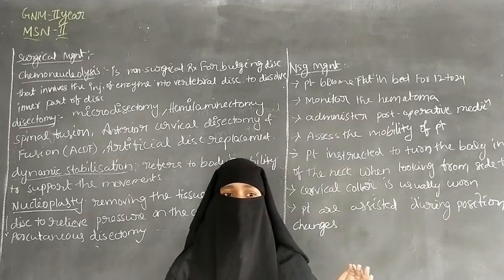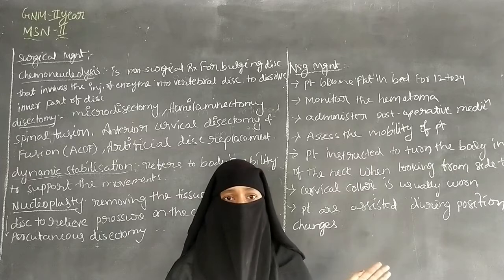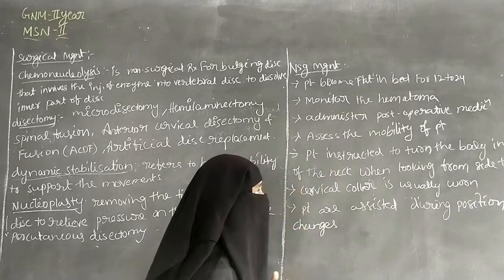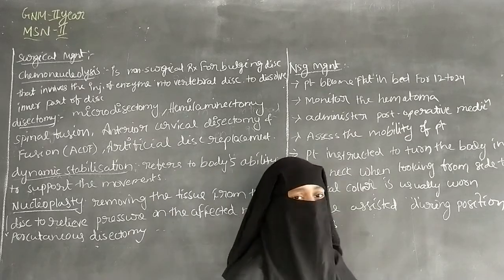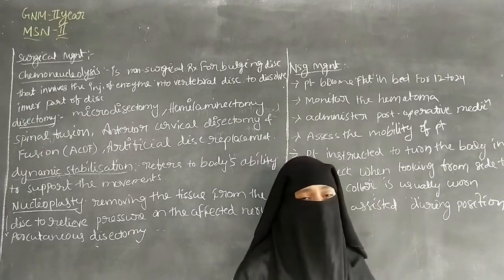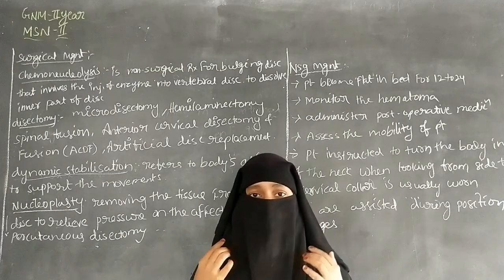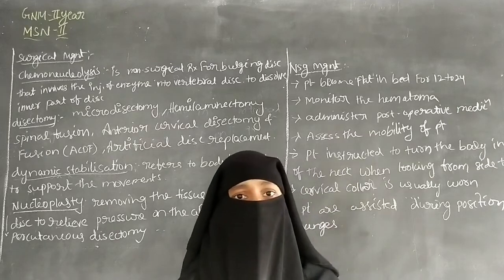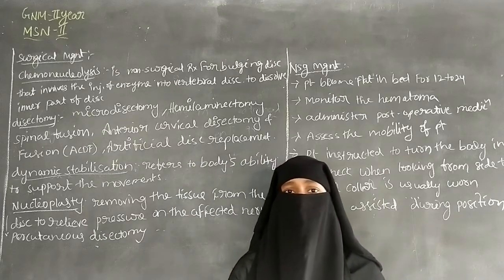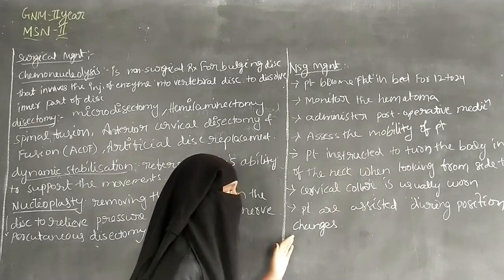When looking side to side, the nurse has to advise the patient to use only the body and not turn the neck; the body has to be turned instead of moving the neck. And next one is that a cervical collar is usually worn. The cervical collar supports the neck. It is like a neck belt, and it should be used by the patient. The nurse has to advise the patient on how the cervical collar is used.